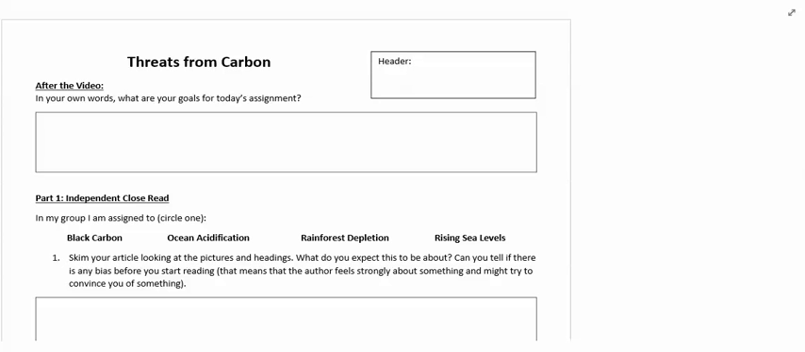Graders, and happy Tuesday. Today you're going to be looking at the threats from carbon. So yesterday you were looking at how carbon is involved in our environment and how it has to do with living things. Today we're going to look at the negative things caused by carbon. Tomorrow is going to be the positives, so we're going to end on a high note. But today is all about scary things that can happen because of carbon.